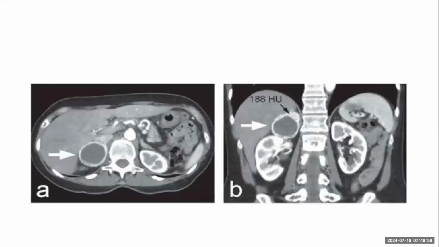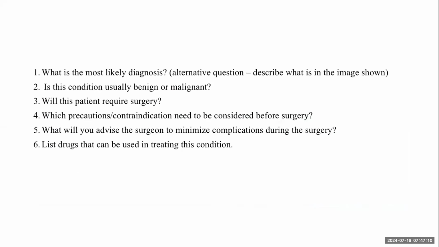So this was the image in the practice question. CT of the axial and coronal view of the abdomen. So the questions are as outlined here. The first question is, what is the most likely diagnosis?